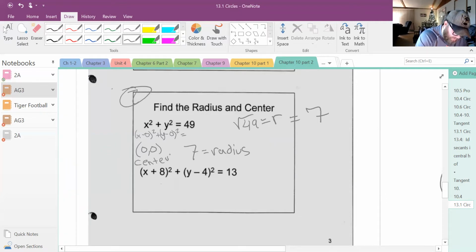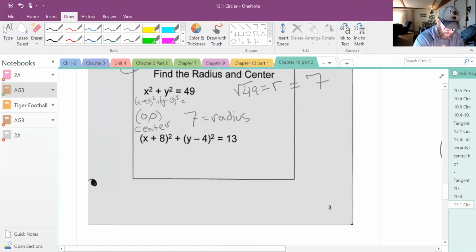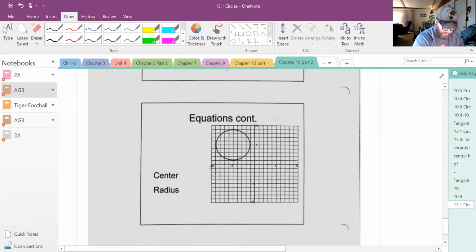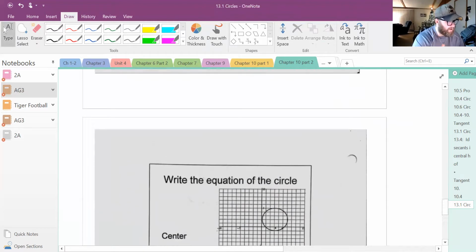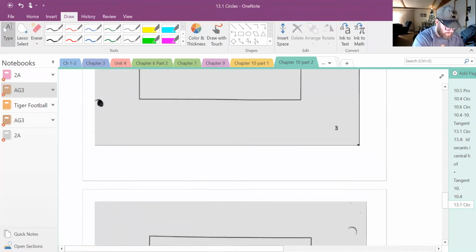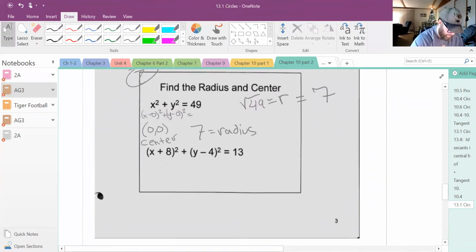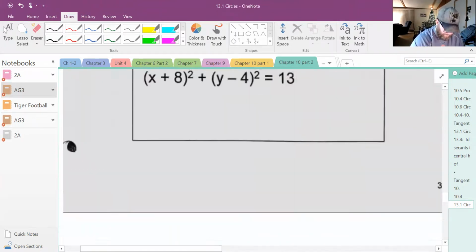0, 0 is my center. Pretty easy. Are we done with this one? No. Oh, now we got to do the graph. No big deal. Okay, where are we at? Last one for this type of problem.